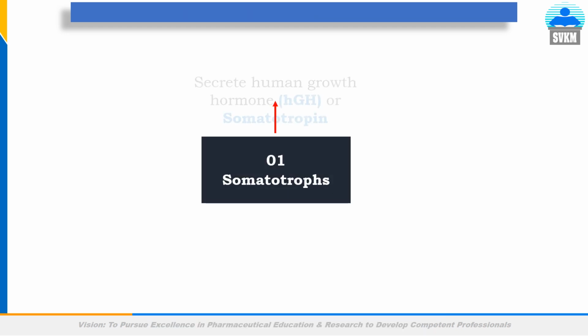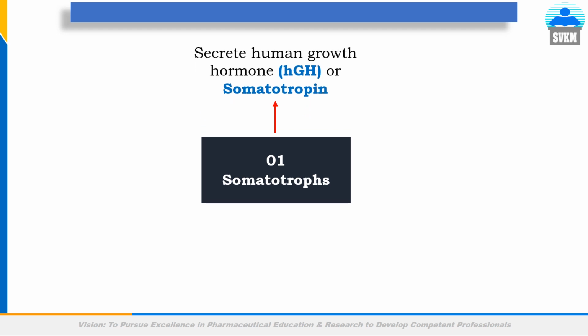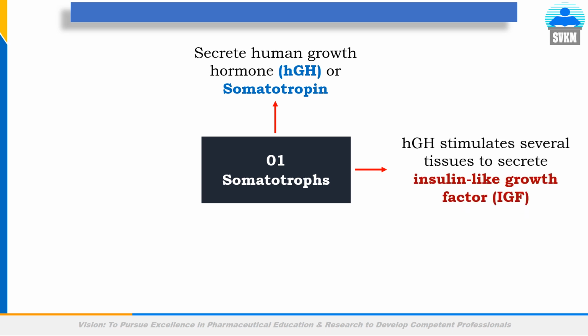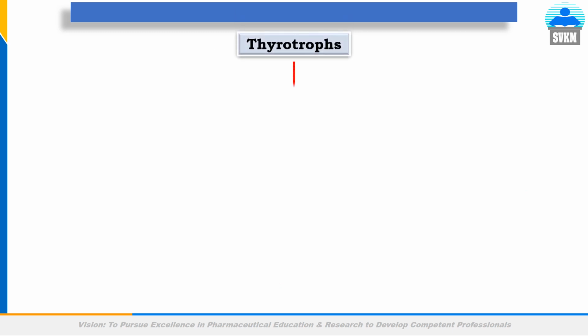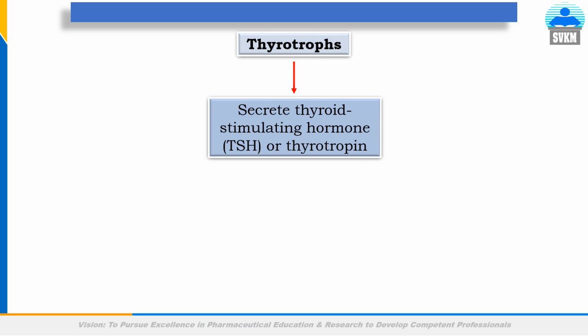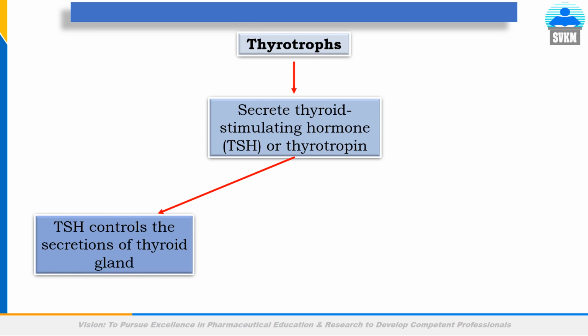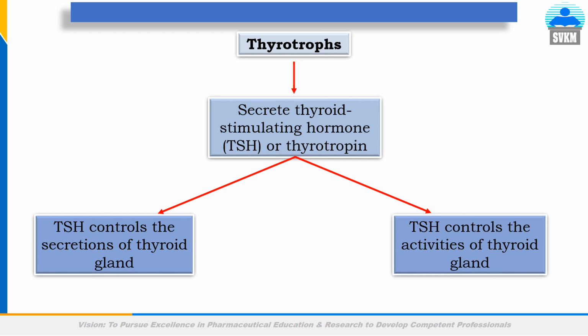First, somatotropes secrete the human growth hormone, also called somatotropin. The human growth hormone stimulates several tissues to secrete insulin-like growth factor, the IGF, and this IGF stimulates general body growth and also regulates several aspects of metabolism. Second, thyrotropes secrete the thyroid stimulating hormone, alternatively called thyrotropin. The thyrotropin or TSH controls the secretion and the activities of the thyroid gland.